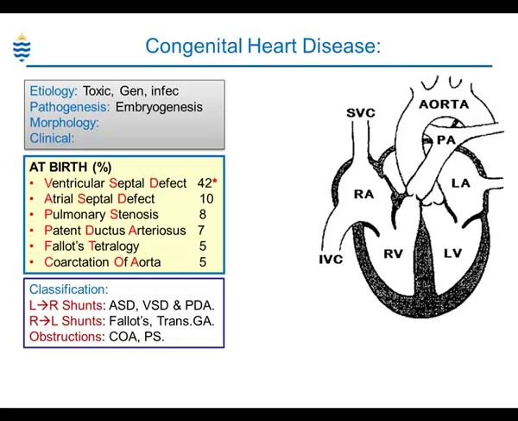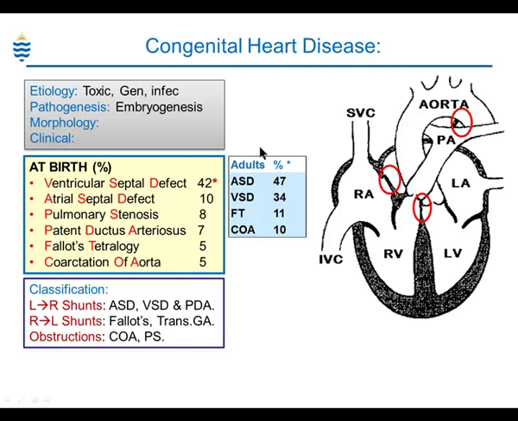Congenital heart disease: at birth VSD is the commonest, but later in life ASD is the most common, because most of the VSDs automatically close; membranous VSDs close, muscular VSDs remain. Pulmonary stenosis, patent ductus arteriosus, Fallot's tetralogy and coarctation of aorta. So only these, if you know one or two lines, enough. In adults ASD is the most common.